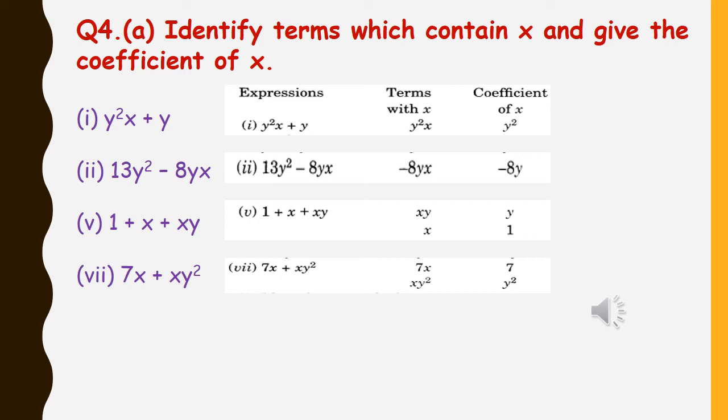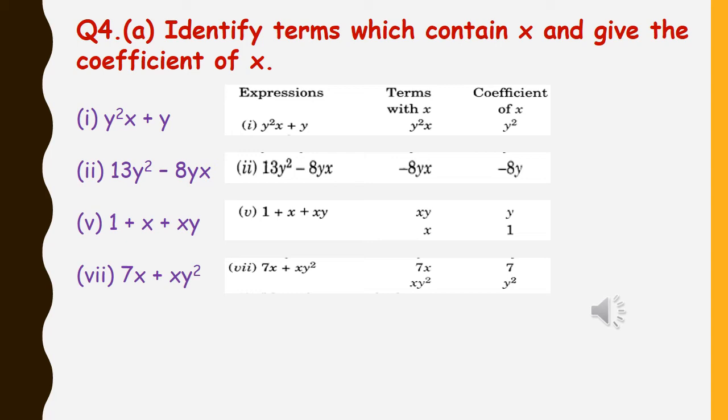X is there only in the second term, that is minus 8yx. So the coefficient will be minus 8y. Now we are moving to part 5, 1 plus xy. The first term doesn't have any x, the second term has x, so the coefficient will be 1, and the third term is xy, the coefficient will be y.